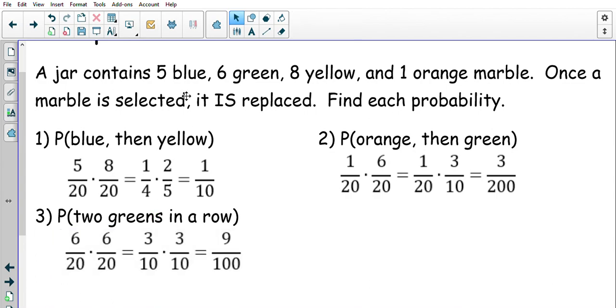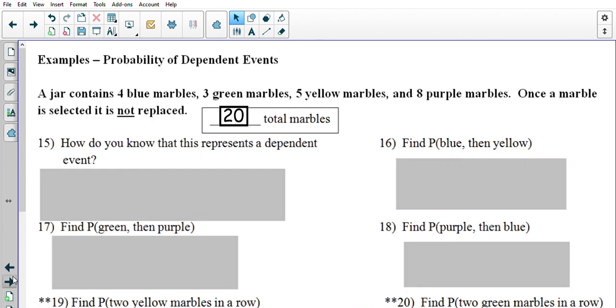Take 6/20ths times 6/20ths, you will get 9/100ths. All right, hopefully you did pretty well on those. You will get a chance to do this on one of your assignments as well, very similar to these problems. Now, our next set of problems, we're going to have dependent events.